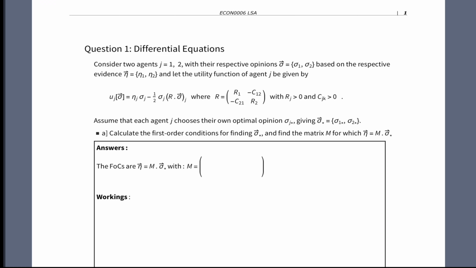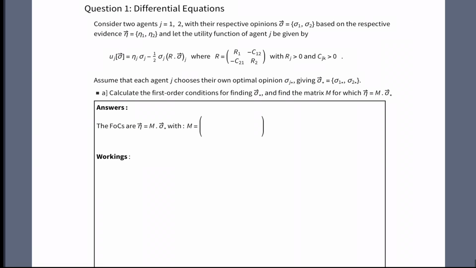Calculate the first order conditions for finding the vector sigma asterisk and find the matrix M for which the vector eta is equal to the matrix M multiplied by the vector sigma asterisk.